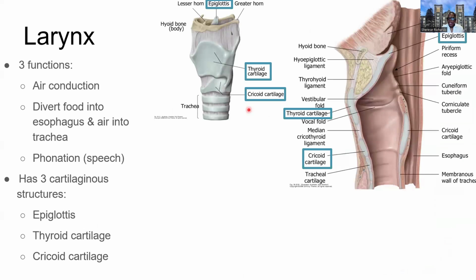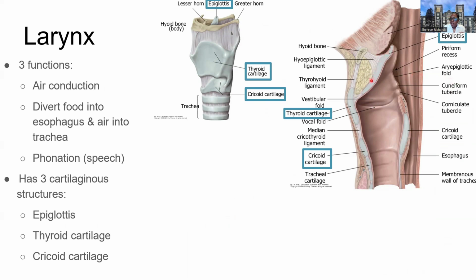Okay, let's move down and look at the larynx. Now, the larynx has several functions. One is for air conduction. It's a part of the conduction system, which is important in bringing air in, warming air, humidifying air, filtering air of any particles. The second function is to help divert food away from the trachea and into the esophagus.